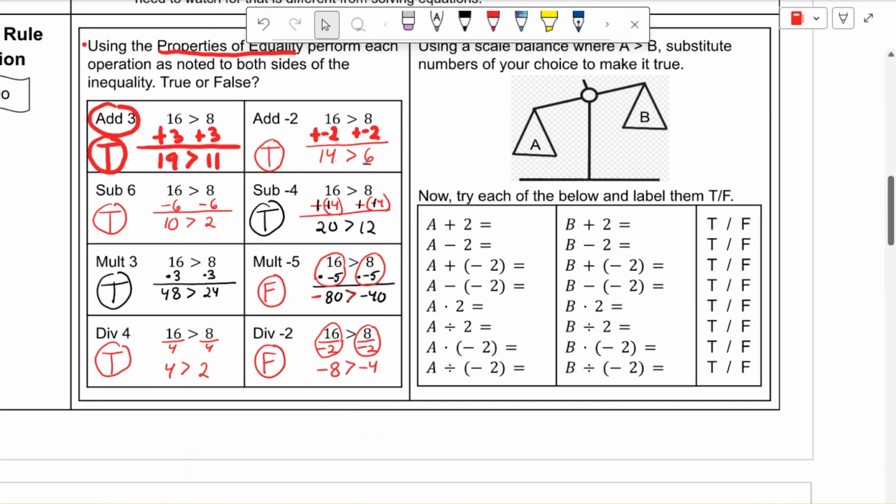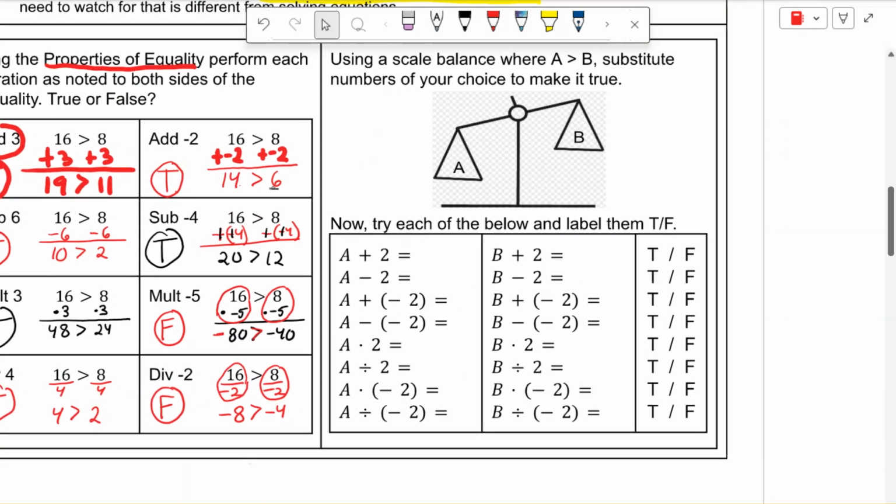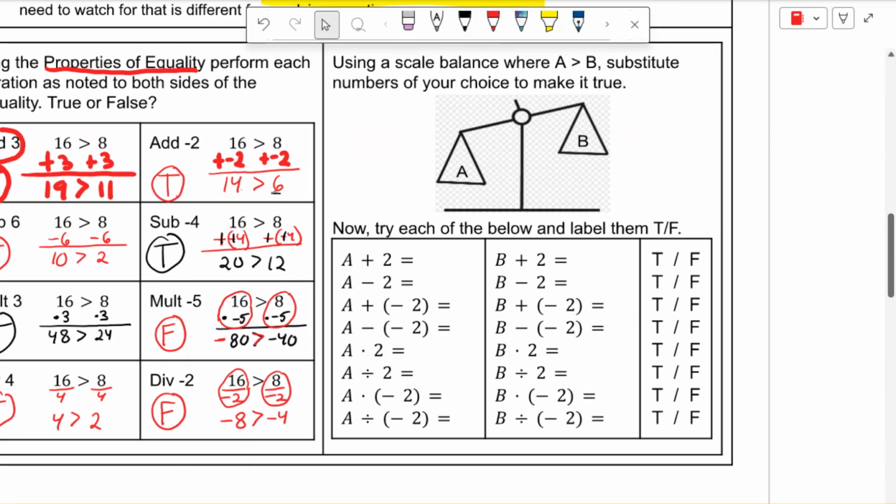Okay, we're going to hold on to that thought, and we're going to come over to the scale balance here. Using a scale balance where A is greater than B, substitute numbers of your choice to make it true. So I'm going to tell you to substitute A with 4 and B with 2. So A is going to be 4, and B is going to be 2. So 4 is greater than 2, so that's why the scale is leaning to the left.